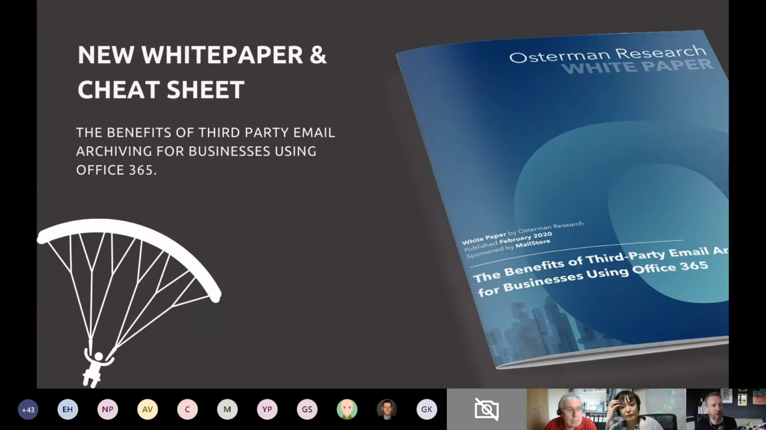I could go on about this for quite a while, and I probably will do in another webinar, but just so you know, we've got a really good white paper and cheat sheet on this. We paid the Osterman Research Group to look in detail at what archiving features are available in Office 365 and how they compare, and then why you'd want to use a third-party solution. So it's really nice in-depth stuff.